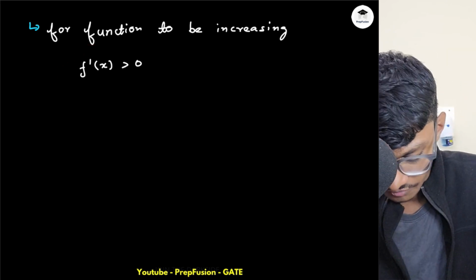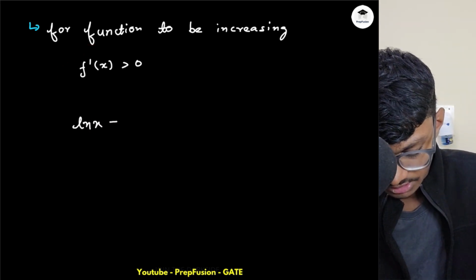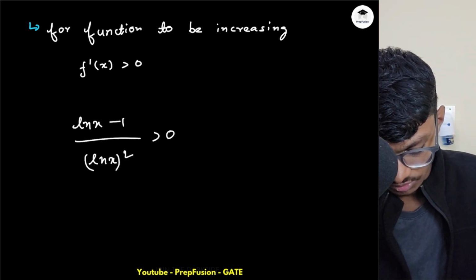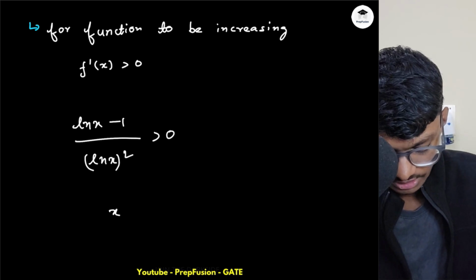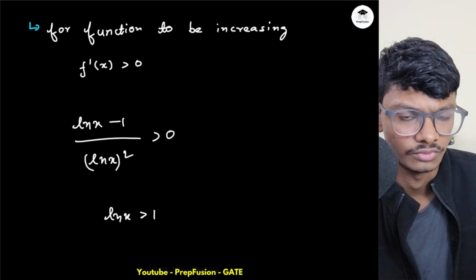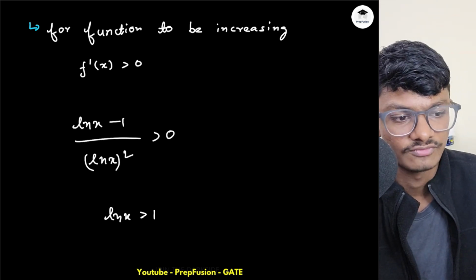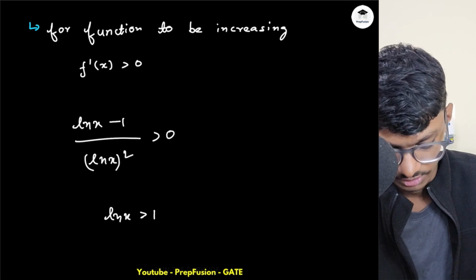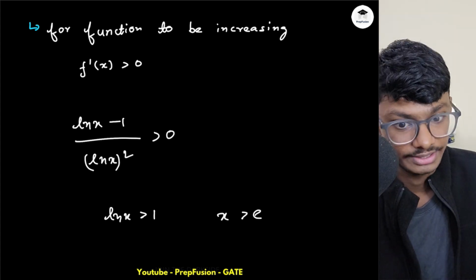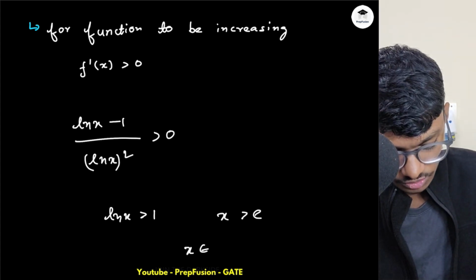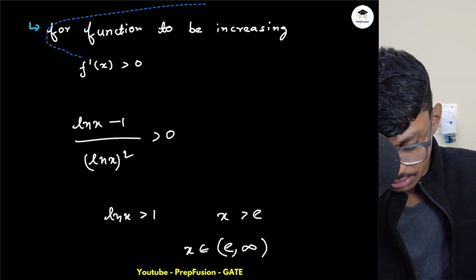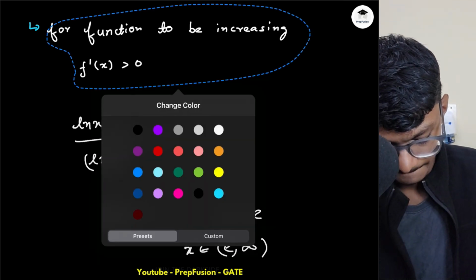Okay, so now obviously for this, my ln x minus 1 divided by ln x whole square has to be greater than 0. So I can write ln x has to be greater than 1. When is my ln x greater than 1? So ln of e is 1, and if my x is greater than e, obviously it will be greater than 1. So x has to be greater than e. Now what is my range in this case? The range will be x belongs to e comma positive infinity. So this is the range where my function is increasing always.